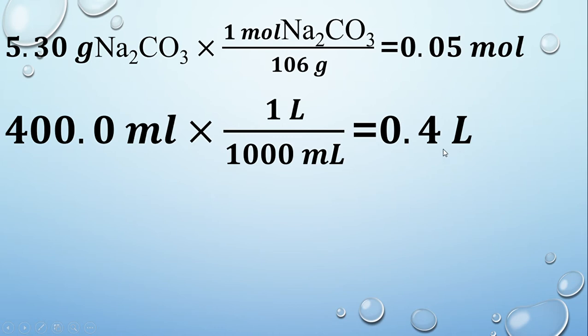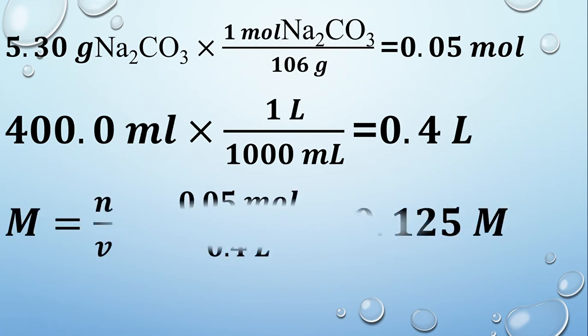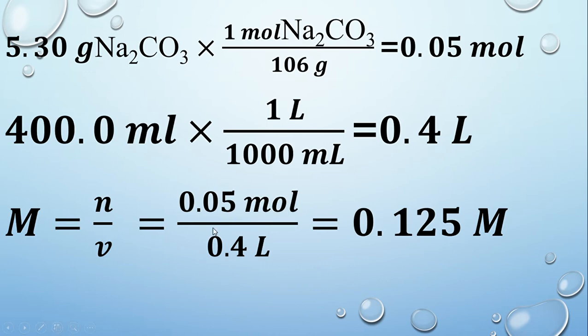Okay, so okay na yung unit natin, tong dalawa, mole per liter na siya. So, ready na siya into our formula. M is equal to N all over V. So our N is 0.05 mole per the volume is 0.4 liter. Ang answer is 0.125 mole per liter, or molarity. Okay, gets? Now let's proceed into molality.